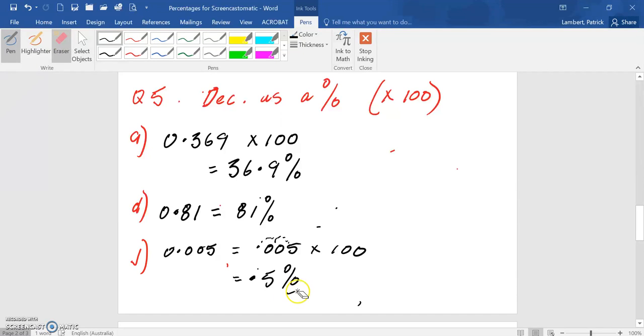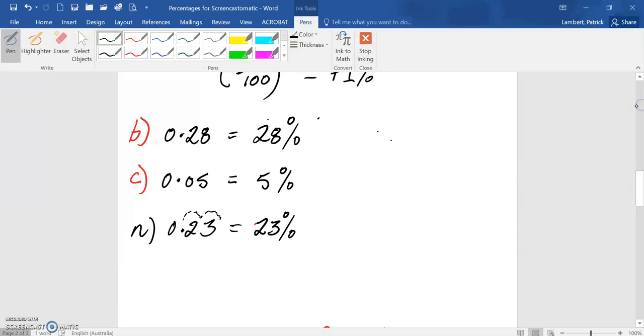0.5%. Let's clear out some of this. Doesn't want to clear out. So we've moved the decimal point 2 places to the right. We can move down a little further.